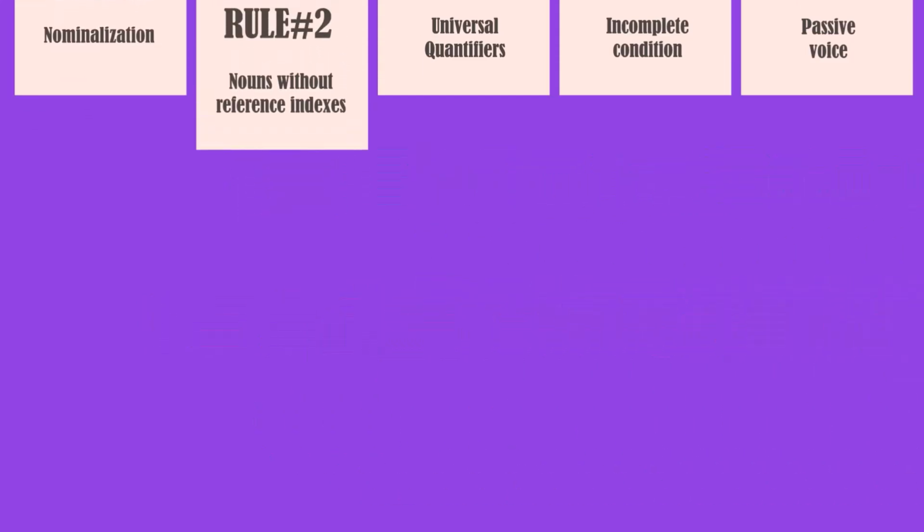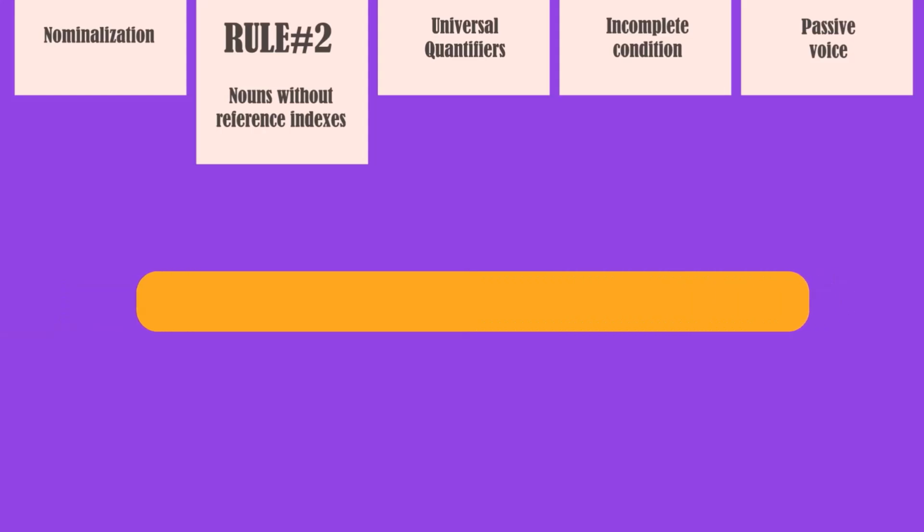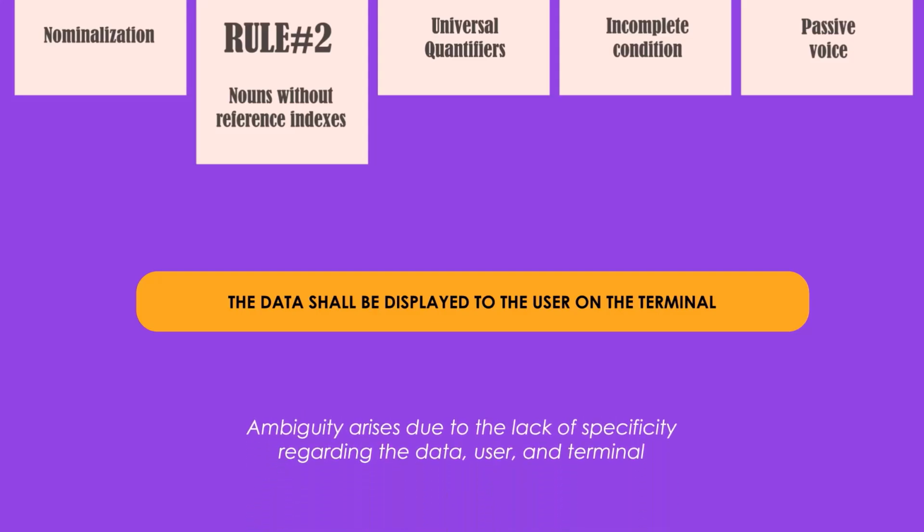Another rule is nouns without reference indexes. For example, the data shall be displayed to the user on the terminal. In this example, ambiguity arises due to the lack of specificity regarding the data, user, and terminal. This ambiguity can lead to misunderstandings and, potentially, to a system that doesn't meet the user's needs.